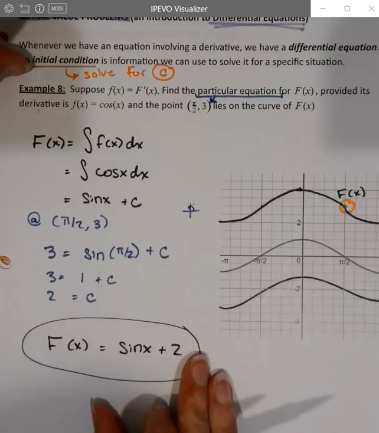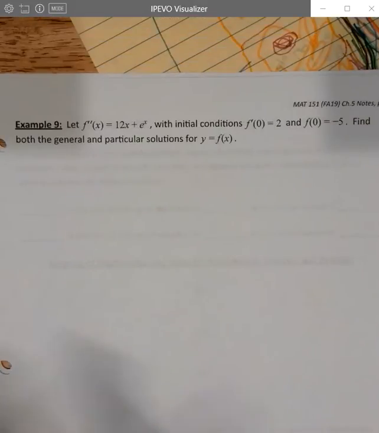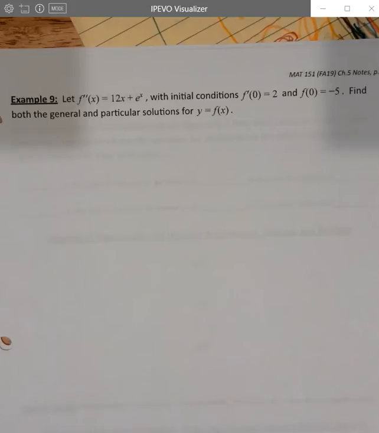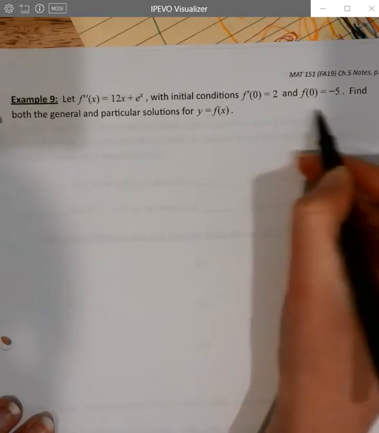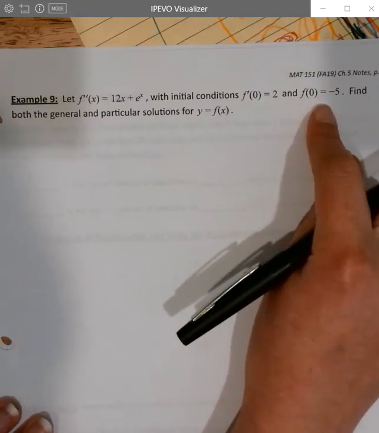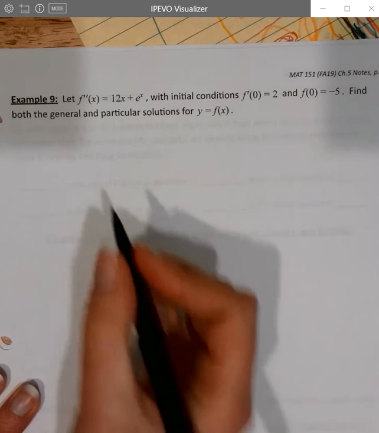All right. So let's take a look at another initial value problem. Okay. This one gives me a second derivative, and so I have two initial conditions. One of them is for the derivative, and one of them is for the original function. So we're going to solve two initial value problems here.